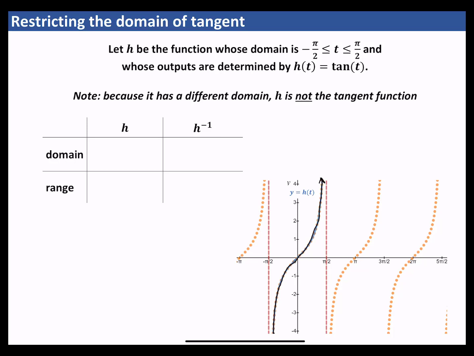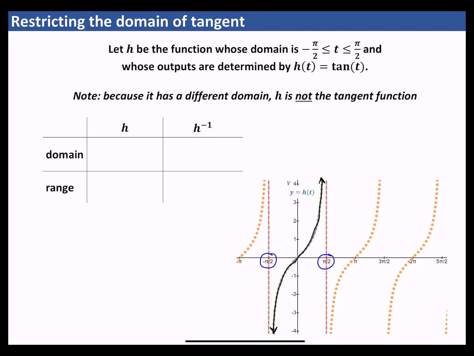Note well, because it has a different domain, only from negative pi over 2 to pi over 2, h is not the tangent function. Also notice that because the tangent function is periodic, it fails the horizontal line test, and the tangent function on its full domain does not have an inverse function. However, the graph of h, which is the tangent function with a restricted domain between negative pi over 2 and pi over 2, does pass the horizontal line test. That means we can consider an inverse function for the tangent function with a restricted domain.